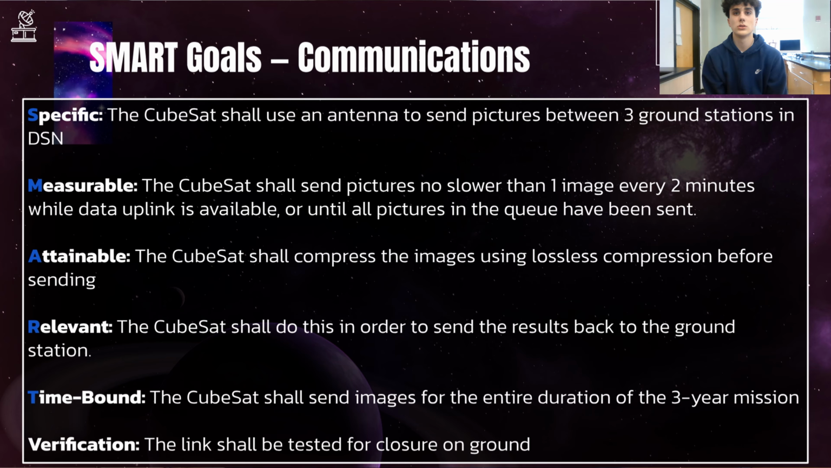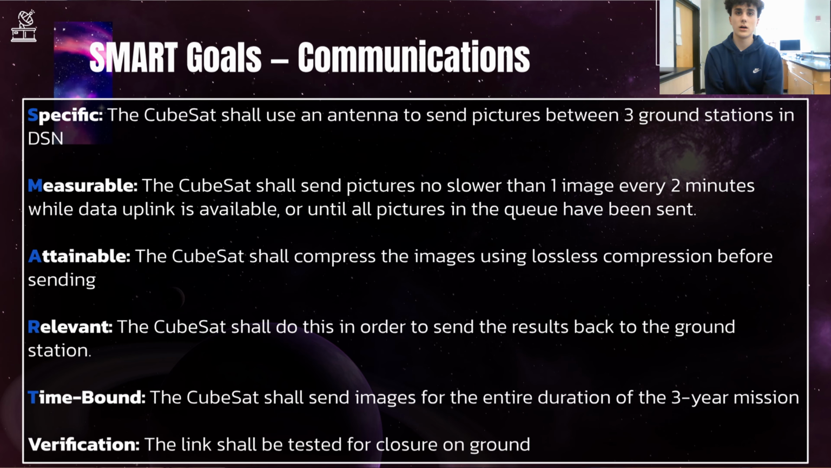The CubeSat shall use lossless compression to compress the images before sending. Because we compress using lossless compression, no image data is lost, which is especially important since our GSD is on the higher side despite the reduced compression. The CubeSat shall do this in order to send the results back to the ground station, helping gather data on lunar terrain, especially craters, for upcoming Artemis missions. In addition, the CubeSat shall send images for the entire duration of the 3-year mission.